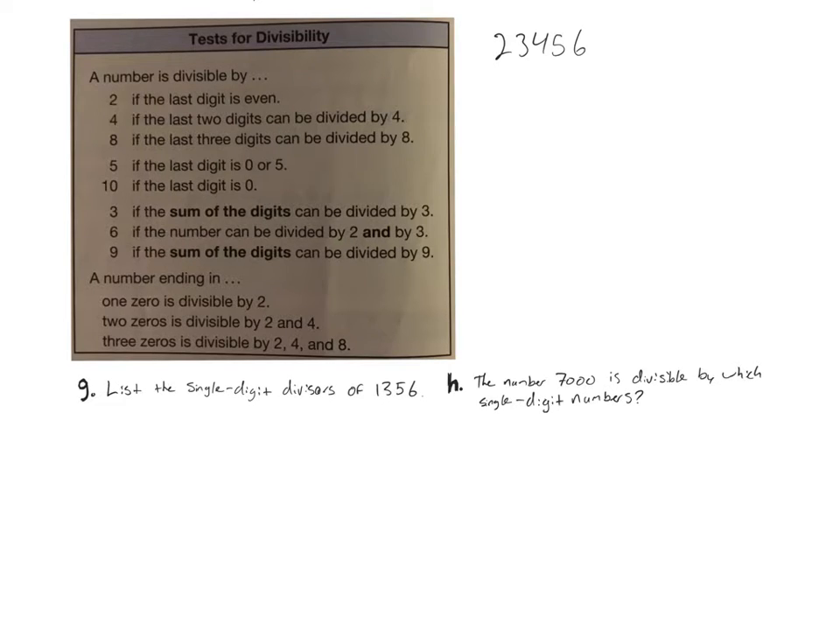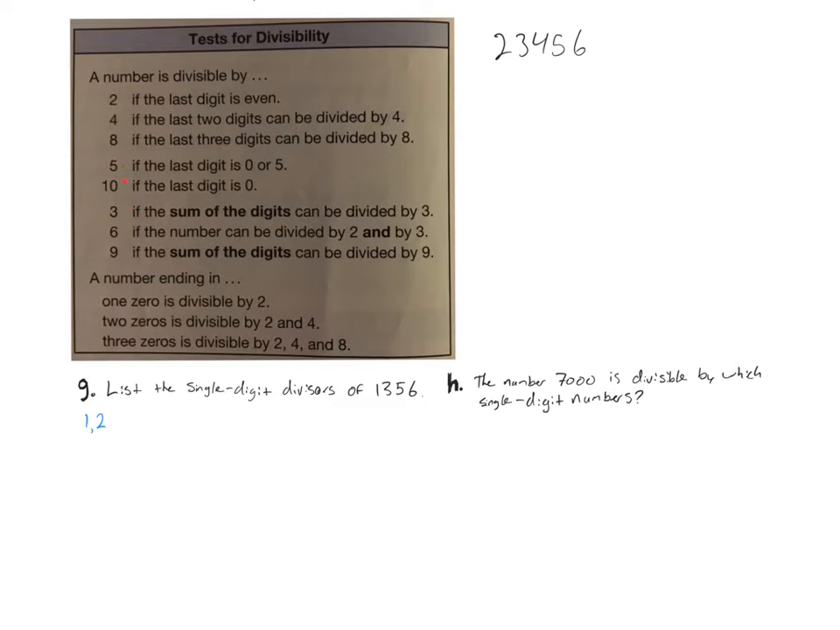So let's just go through and get some of the easy ones maybe. First of all, this last number is a 6, so I know it is even, so that means it's divisible by 2. So I'm just going to start listing them here as I figure them out. I know 1, right, it's a single digit, and I know 2. Okay, let's keep going up here.